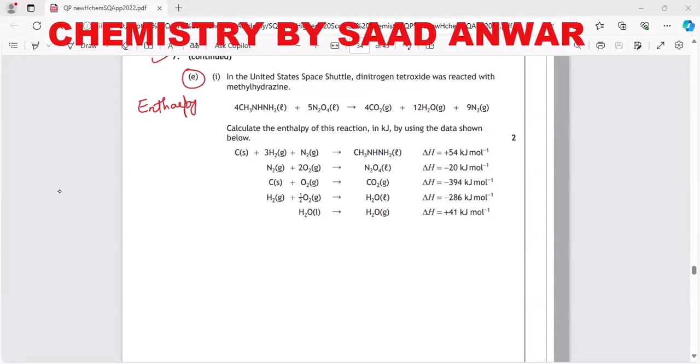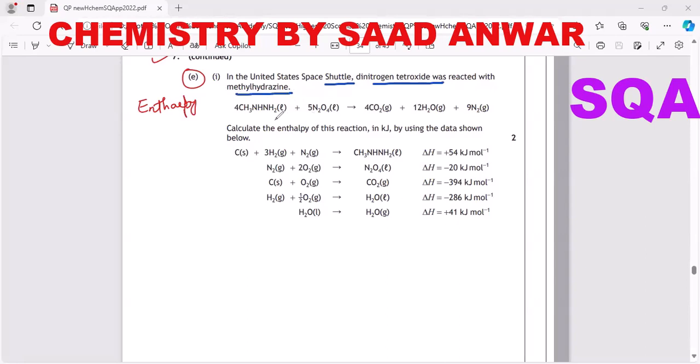This is an SQA chemistry past paper, a harder and challenging question. Let's try to conquer this question. In the statement of the question, you can see that in the United States Space Shuttle, dinitrogen tetroxide was reacted with methylhydrazine, and this is the main equation. For this equation, we have to calculate the enthalpy of this reaction by using the data. This is one of the harder questions, I will try to make it easy for you guys.